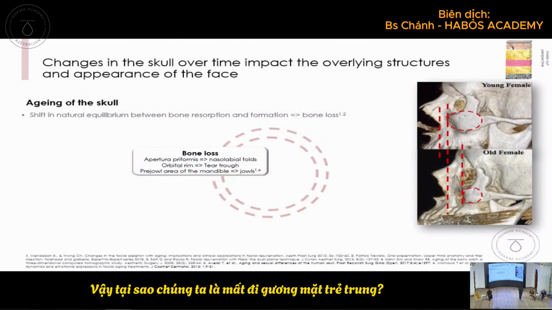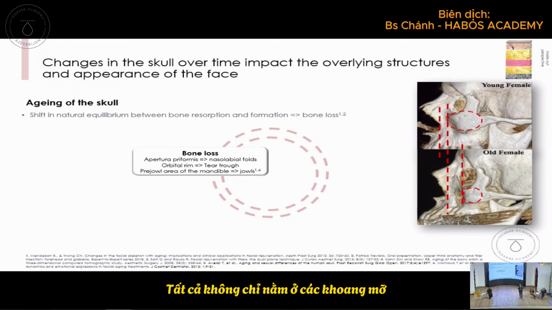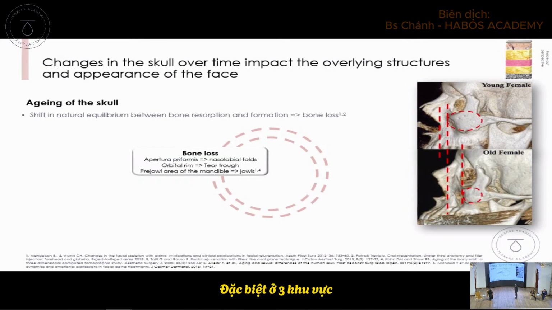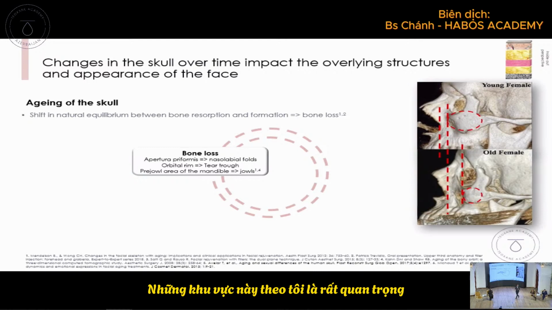Okay, why do we lose this shape? One, it is not only the fat pads. It starts from the bone to the skin. So from the bone, what we have, especially in 3 areas, these areas are very important for me. We have bone losses. What are those areas?